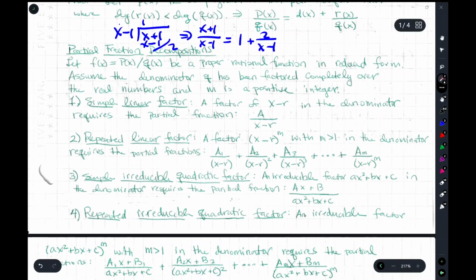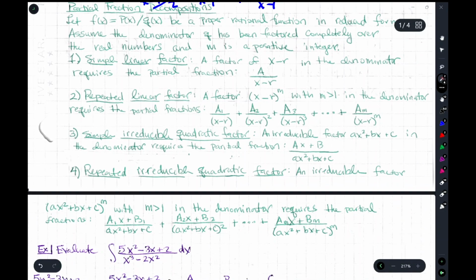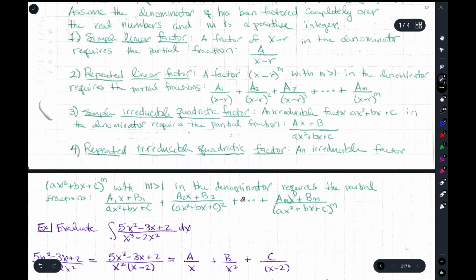And what if that irreducible factor was taken to a power other than 1? Well, in that case, we will have a1x plus b1 over that irreducible polynomial, and add, then we'll go to the next step, raising it to the higher power. And we do this all the way until we get to that highest power. Note that all of these a sub 2 and b sub 2, up to a sub m and b sub m, are constants, and x is the variable there.